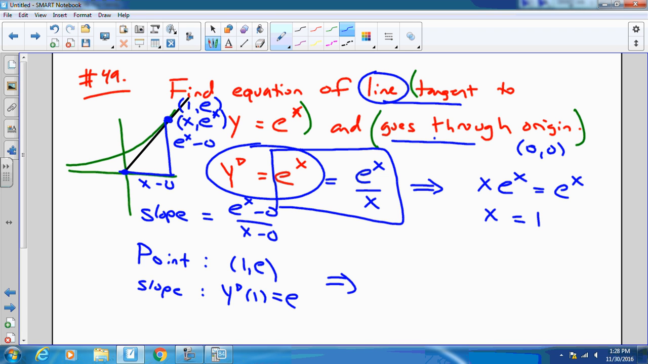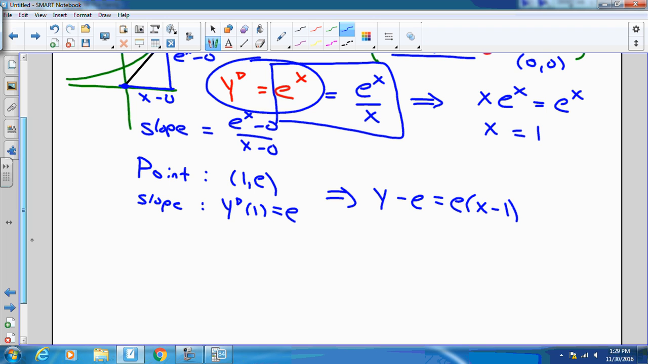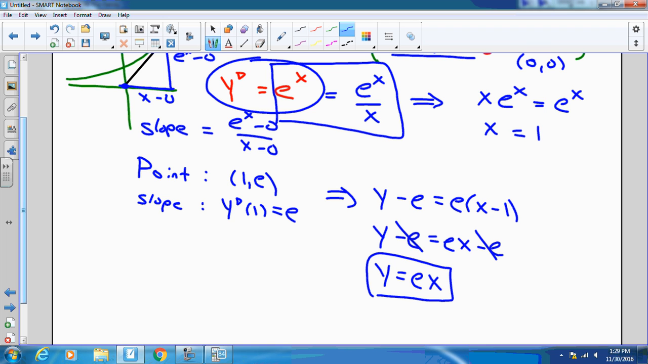And so my line is y minus y1 equals slope times x minus x1. Now, actually, we get a little bit of insight if we simplify this, because you'll notice that I can add e to both sides, and I get the line y equals e times x.